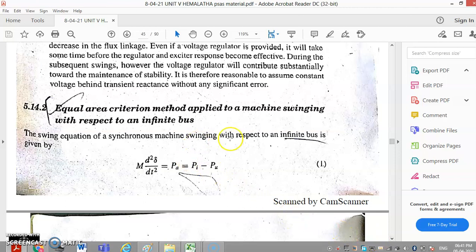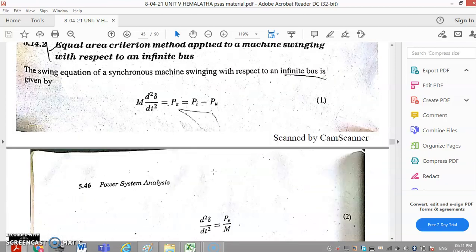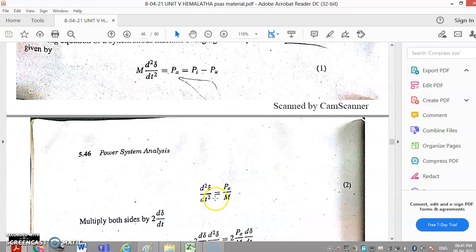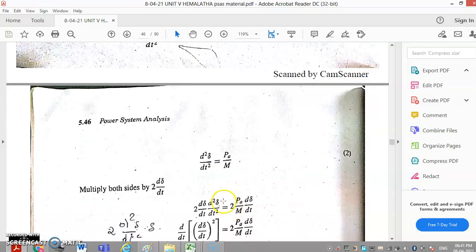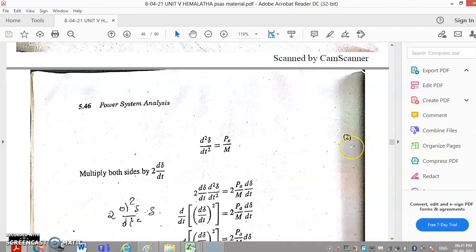The swing equation of a synchronous machine swinging with respect to an infinite bus is given by M d²δ/dt² = Pa = Pi − Pe, the accelerating power being the mechanical input power minus the electrical output power. When we consider only this, d²δ/dt² becomes Pa divided by M, since the multiplication by M becomes the denominator. This will be considered as equation number 2.